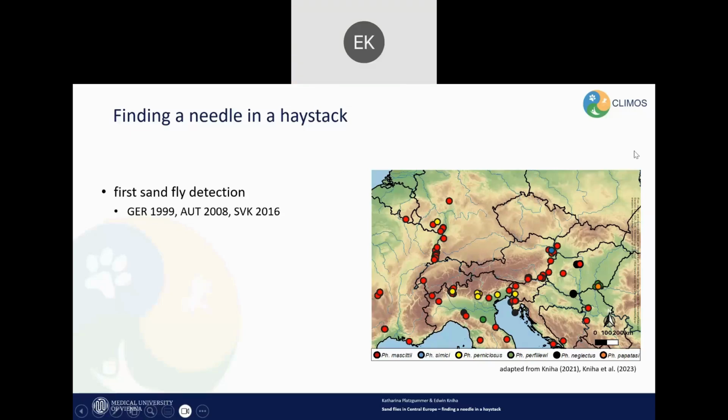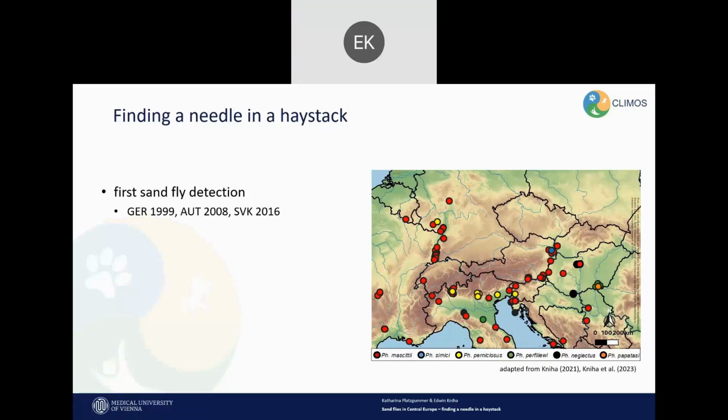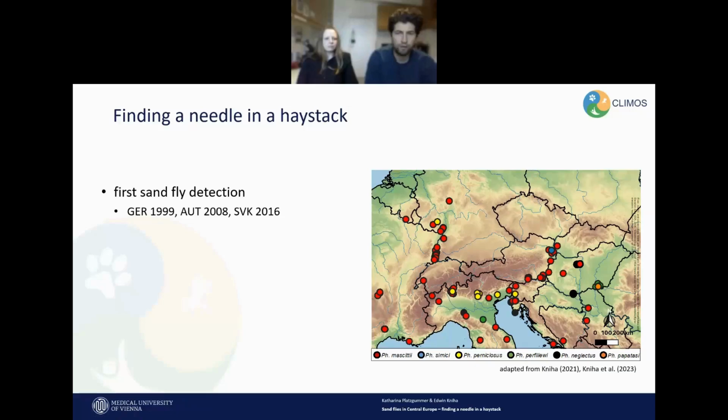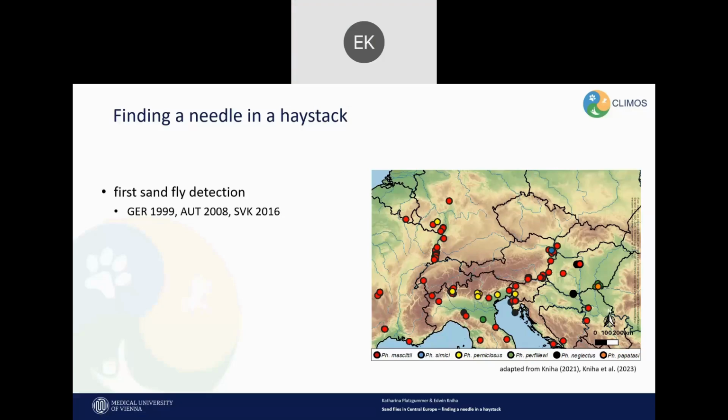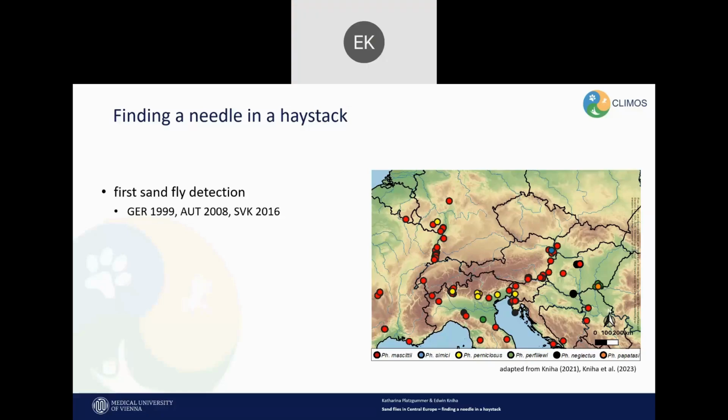The interesting thing about Central European sandfly distribution is that for a long time, the common opinion was that sandflies are not present north of the Alps, and only in 1999, so not that long ago, the first sandflies were detected in Germany, and a couple of years after in Austria in 2008, and even later in Slovakia in 2016, and also most of the records in Hungary, for example, are quite recent records with some very few historical ones, but apart from those, most of them are very recent records.